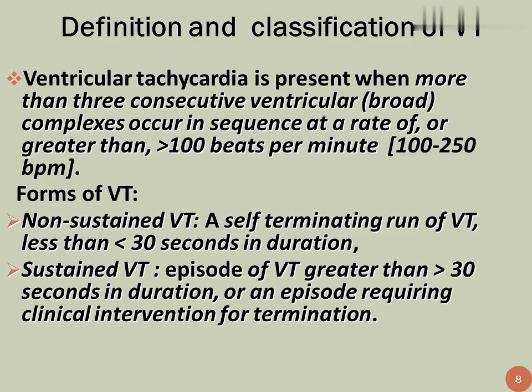Definition and classification of VT. Ventricular tachycardia is present when more than 3 consecutive ventricular broad complexes occur in sequence at a rate of 100 beats per minute or greater, 100 to 250 bpm. Forms of VT: non-sustained VT, a self-terminating run of VT less than 30 seconds in duration. Sustained VT, an episode of VT greater than 30 seconds in duration, or an episode requiring clinical intervention for termination.